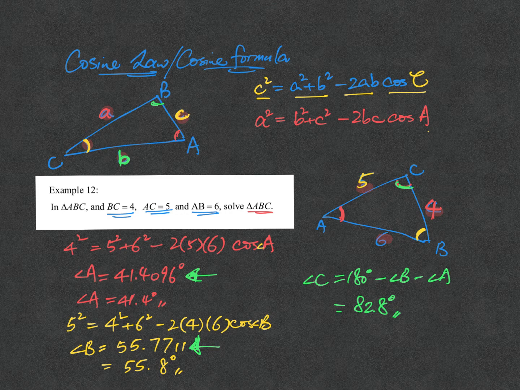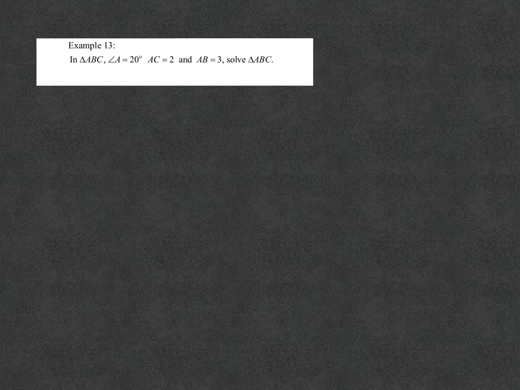This example illustrates very clearly how you can apply the cosine law in a question in which three lengths are given. Next, we take a look at another question in which two lengths and an angle are given. Now we have angle A to be 20 degrees, quite a small one. First of all, maybe I draw angle A with 20 degrees. And then AC is 2, AB should be longer, it is 3. So the picture is more or less like this. You are also asked to solve the triangle. That means you are going to find angle C, angle B, and also the missing length BC.